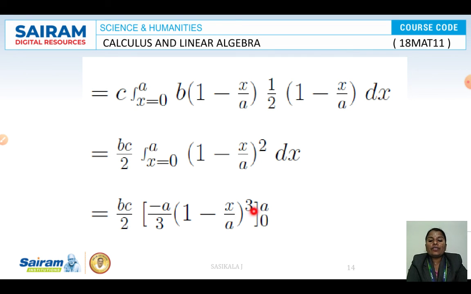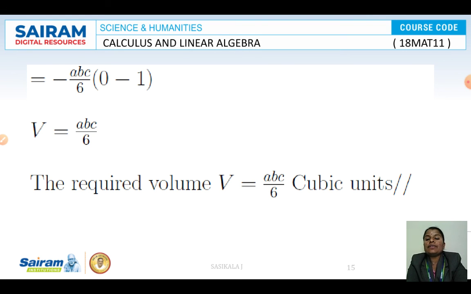When you substitute the limit here, you already have minus abc by 6. You can substitute your a: a by a will be 1, and 1 minus 1 will be 0. When you substitute 0, 1 alone you will get. So the upper limit will be 0 and the lower limit will be 1. So the volume of the given tetrahedron is nothing but abc by 6.